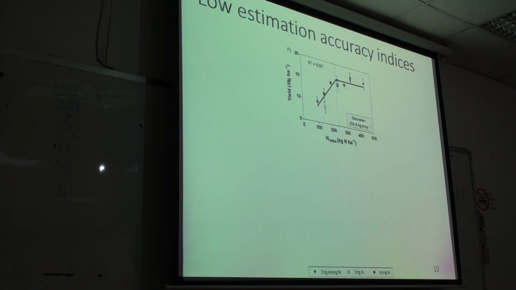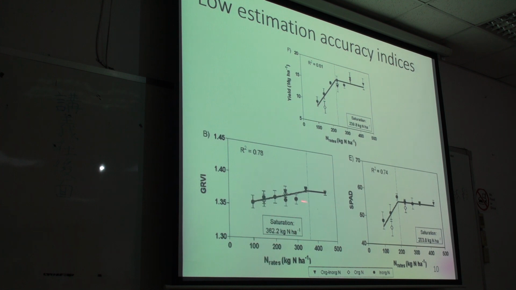And they found that there are two different patterns. The GRVI's pattern is different from the yield. It has a threshold value around 362 kilograms nitrogen per hectare. It means that it will respond to the nitrogen application over the economic nitrogen rate. So if you use this index, it might overestimate the yield because it keeps responding in this region. And for the SPAD value, it's the opposite condition. It saturates around 200 kilograms nitrogen per hectare. So if using SPAD for yield prediction, you might underestimate the yield.